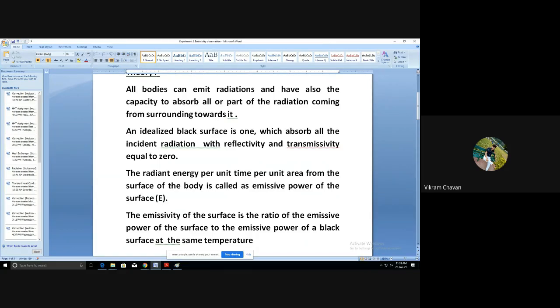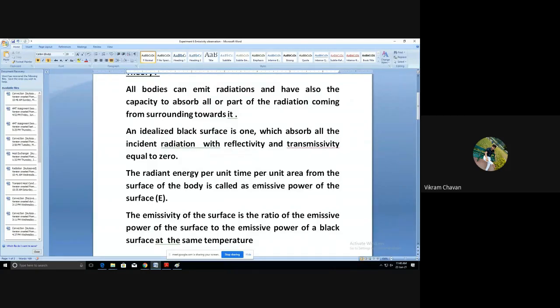If you know the emissive power of a black body, and if you know the emissive power of a general body for the same material, then it will be easy to calculate the emissivity of that particular gray body. So if you know the emissive power of a black body and the emissive power of a normal body or a gray body, then we can calculate the emissivity of the gray body.